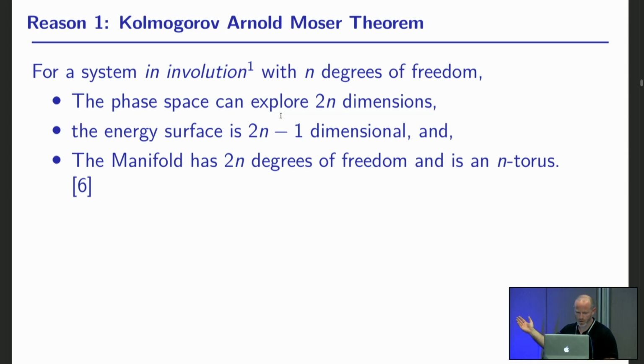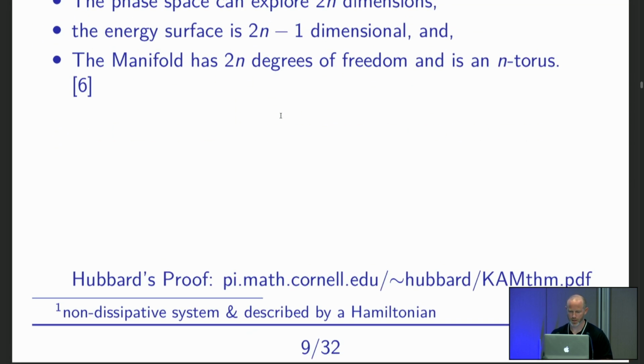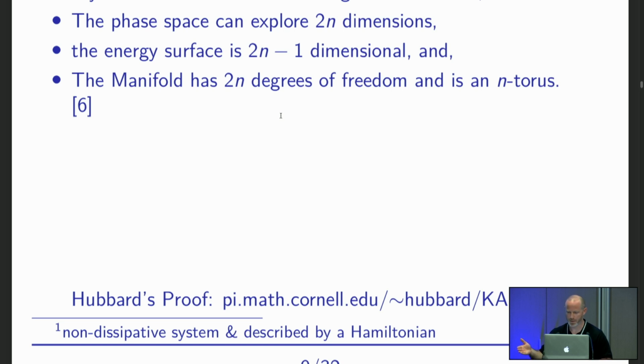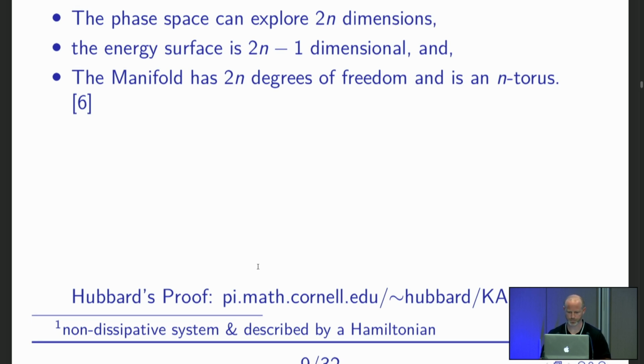And what follows from Kolmogorov, his theorem was that for a system with n degrees of freedom, the phase space is free to explore 2n dimensions, and the energy surface is 2n minus 1 dimensional. The manifold, that phase space is a manifold that is an n torus, and that is the invariant n torus. Okay, he asserted that, but never published his proof. But Hubbard proved it in 2012, and I'd highly recommend going through that.